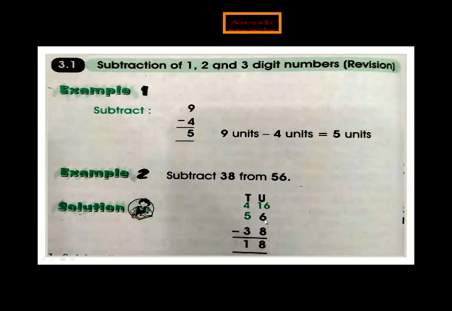6 is smaller than 8. Now what you do here, you borrow from tens. In the tens place, what digit is above? 5. When 5 gives a borrow to 6, the 6 will become 16, because 5 gives a single one borrow to 6. When 5 gives one borrow to 6, it will become 16.